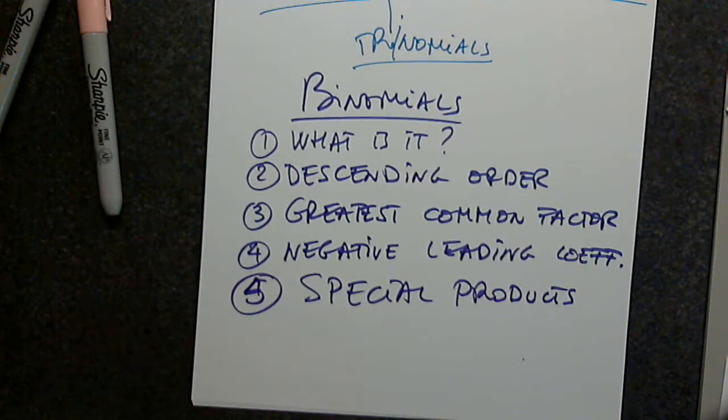Okay, one more time from the beginning. Number 1, what is it? I have potentially 3 answers. It could be a binomial, it could be a trinomial, or it could be a polynomial. That's why I have to start with that question. Question number 2, is the polynomial in descending order? If it isn't, I will rearrange it.